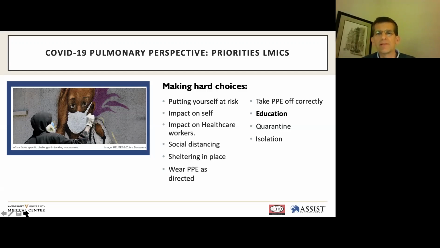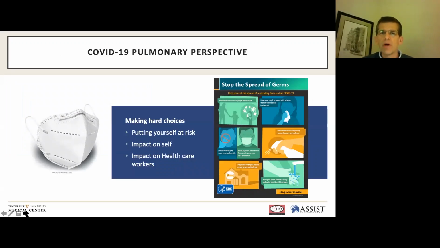Next slide, please. So I'm finishing with making the hard choices, putting yourself at risk, having impact on yourself and the healthcare workers. Stop, spread the germs, and basic guidelines in prevention remains our goal. In pulmonary medicine, for sure, to prevent the difficult outcomes that we have been facing.